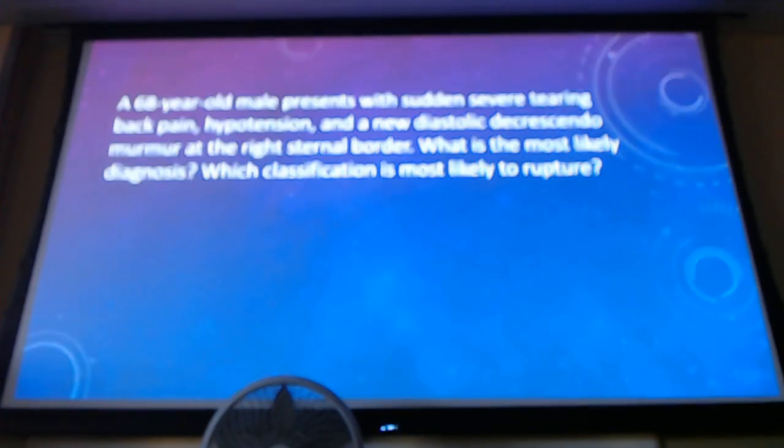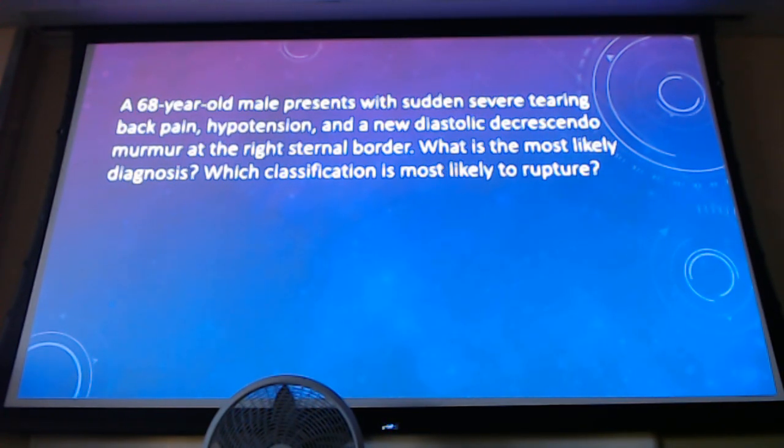Controlling hypertension. Alright, a 68-year-old male presents with sudden, severe tearing back pain, hypotension, and a new diastolic decrescendo murmur at the right sternal border. What is the most likely diagnosis? Aortic dissection, right? Which classification is most likely to rupture? Stanford? DeBakey's are 1, 2, 3. Right? Then you have Stanford A and B. Stanford A. Good.